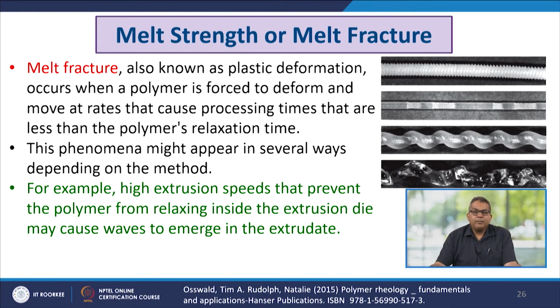Now, let us talk about the melt strength or melt fracture. Melt fracture, also known as plastic deformation, occurs when a polymer is forced to deform and move at rates that cause processing times that are less than the polymer's relaxation time. This phenomenon might appear in several ways depending on the method. For example, high extrusion speeds that prevent the polymer from relaxing inside the extrusion die may cause waves to emerge in the extrudate. Here you see the different types.